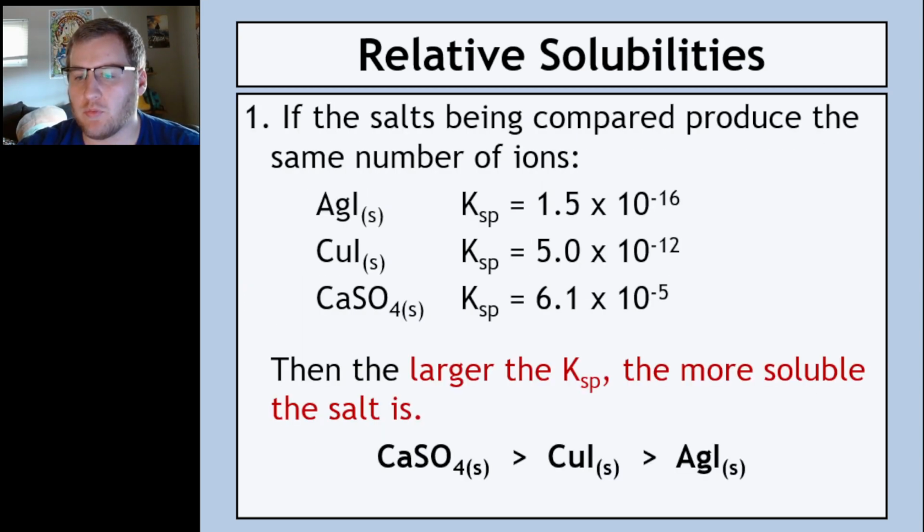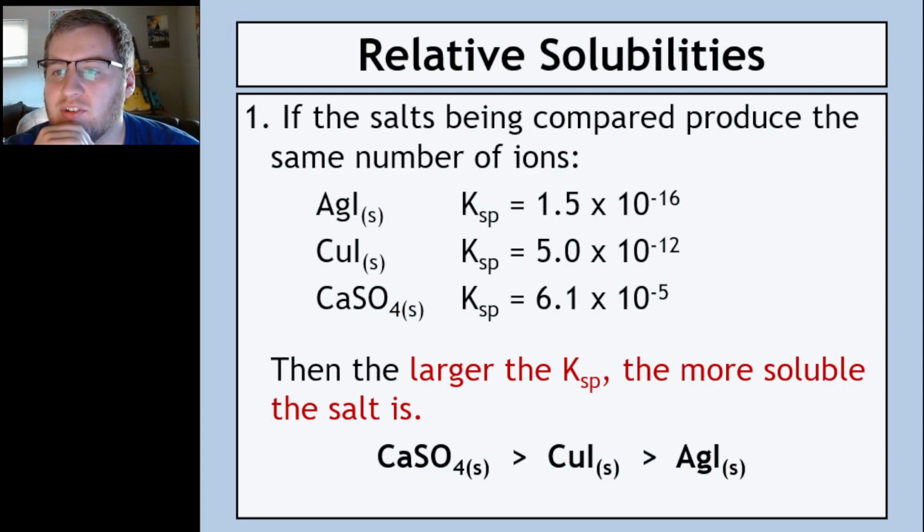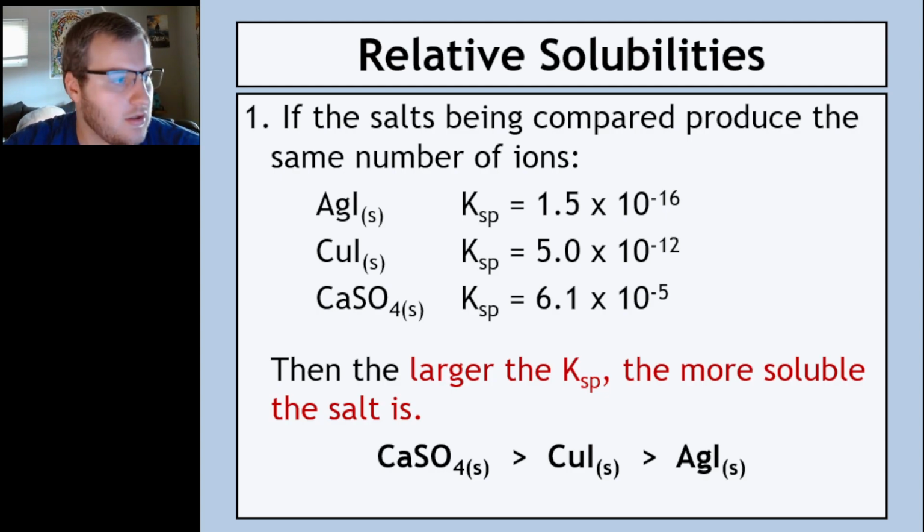So focusing on number one here. If the salts being compared produce the same number of ions, let's look at these three salts. All three of them, you'll notice, only have one silver, one iodide, one of each. This one only has one copper, one iodide, one calcium, one sulfate. Not looking at their charges or anything, just counting the number of ions. All of these are basically the same salt because they'll make the same number of ions when they dissolve.